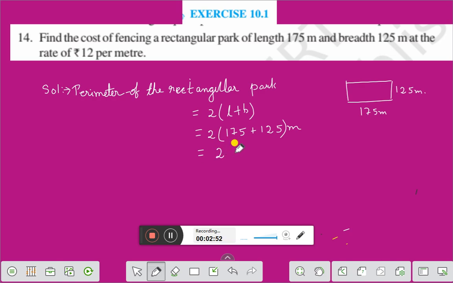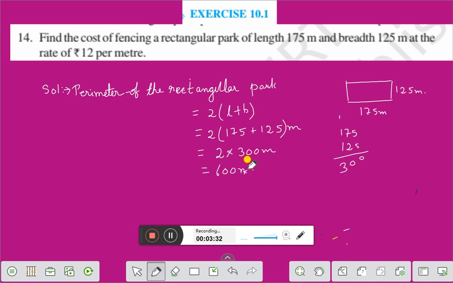Therefore, 2 into, we'll add 175 with 125. If we add this, 5 plus 5 is 10, carry 1, here it is 0. 7 plus 1 is 8, plus 2 is 10, carry 1, here it is 0. 1 plus 1 is 2, so we get 300 meter. 2 into 300 meter is equal to 600 meter.